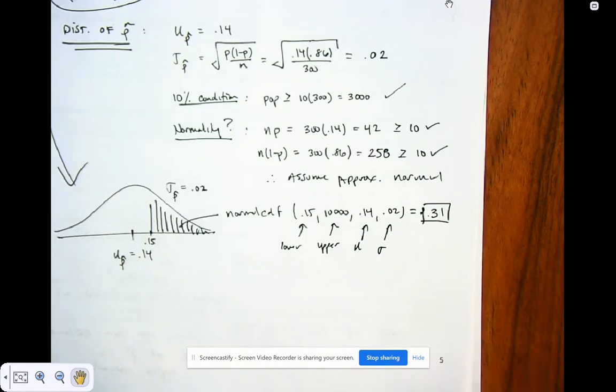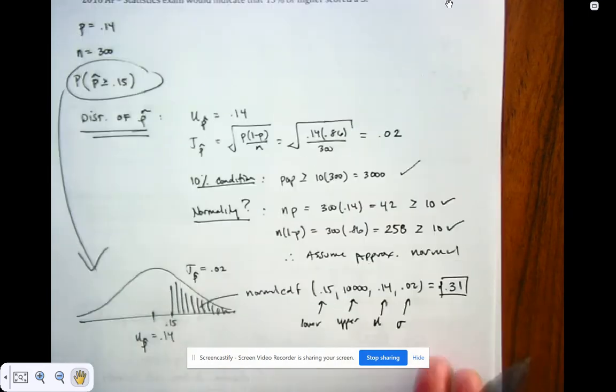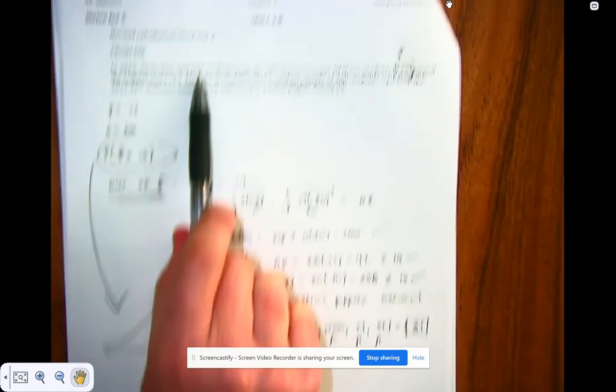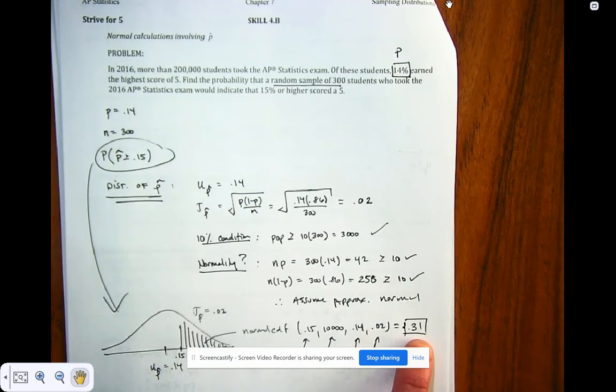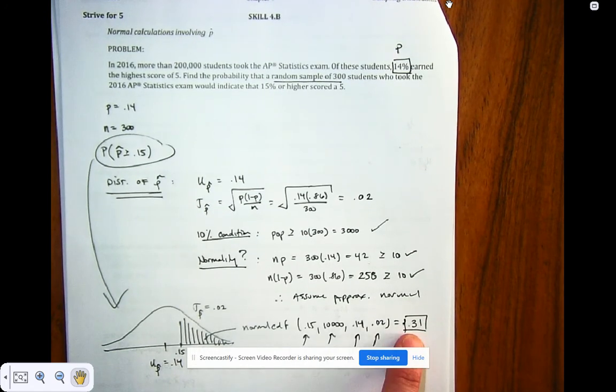So there's roughly a 31% chance that, assuming this is true, if it is true that 14% earned a 5, there's a 30% chance if you go randomly select 300 kids and you ask them, hey, raise your hand if you got a 5, and you count them all up, what percentage would have a 5 or more? That would happen around 30% of the time. It's more likely that you would not get more than 15% who would raise their hand for a 5. Okay? If it was our class, of course, but we can't stack the deck.